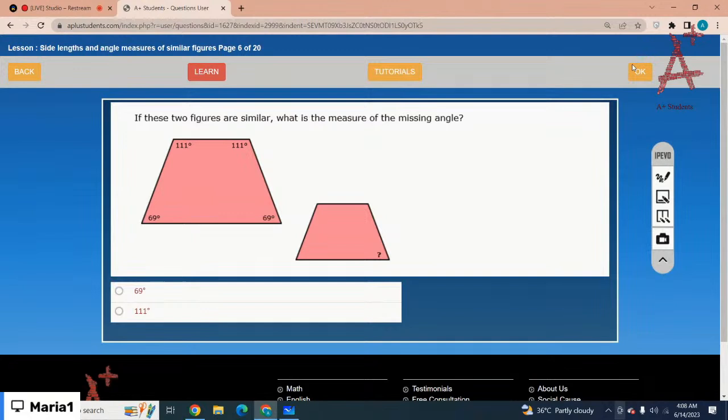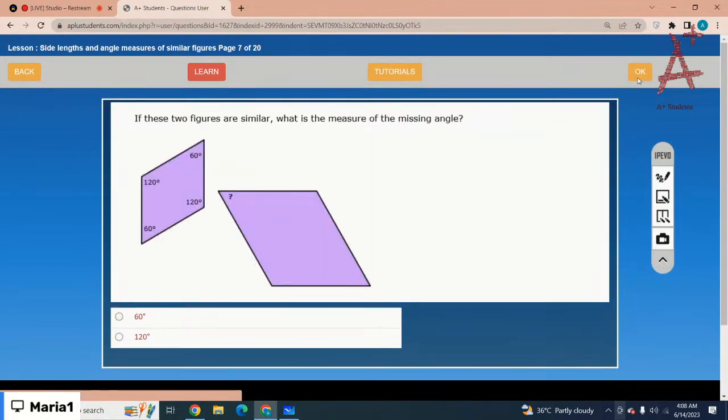Okay, if these two figures are similar, what is the measure of the missing angle? So which is the correct option? Very good. That would be 69 degrees. This is the similar angle, the corresponding angle. So it would be 69. Okay, if these two figures are similar, what is the measure of the missing angle?